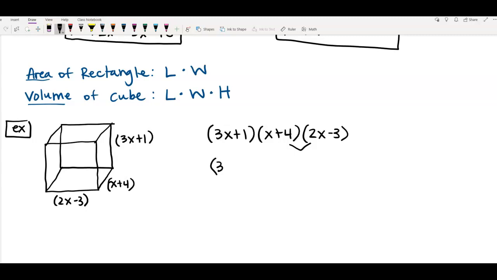And I personally like doing the last two together, but it doesn't matter. You could do the first two and then times the other one. It's probably just because I'm used to seeing things in a certain way. So I'm not multiplying anything here by my 3x plus 1. I'm going to multiply my x plus 4 and my 2x minus 3 together. So this is where I'm going to be doing some foiling. So I'll do this times this is 2x squared. And then I've got this times this is negative 3x.